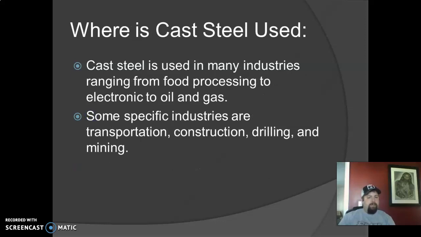Where is cast steel used? Cast steel is used in many industries ranging from food processing to electronics to oil and gas. Some specific industries are transportation, construction, drilling, and mining.